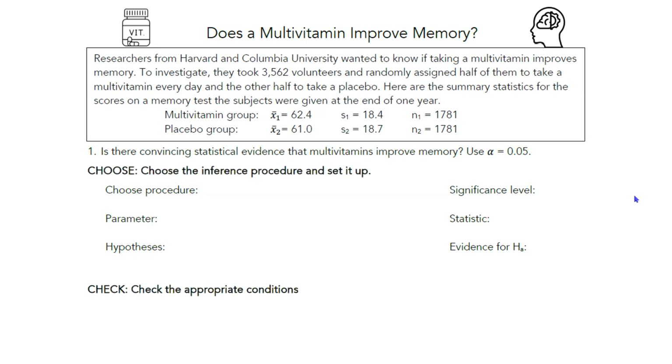Okay, researchers from Harvard and Columbia University wanted to know if taking a multivitamin improves memory. To investigate, they took 3,562 volunteers and randomly assigned half of them to take the multivitamin, half to take a placebo. Here are the summary statistics for the scores on memory tests the subjects were given at the end of the year. So random assignment gives us, we can talk about causation.